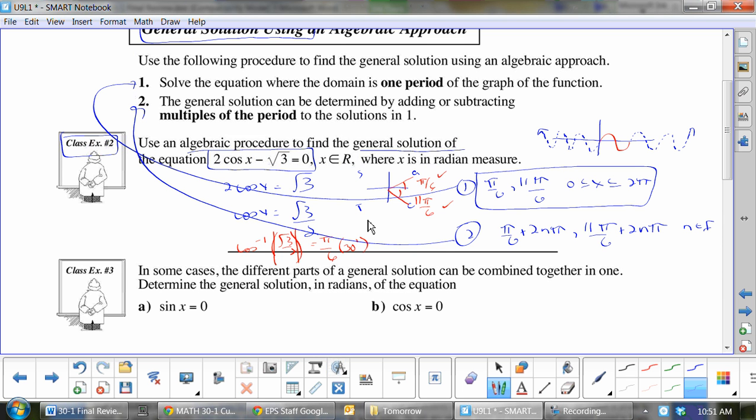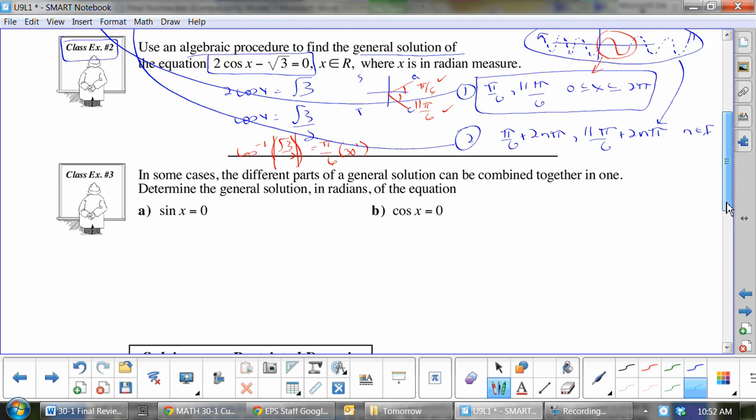No, because integers are -1, -2, -3, -4. So it gets all those when you put -2 for your n. Does it make sense? Yep. That's this part, and all of this is this part. Okay? So that's your new thing today.